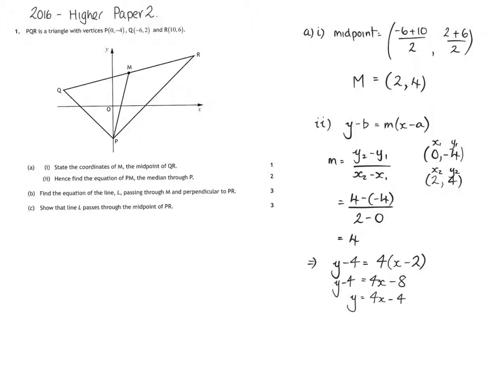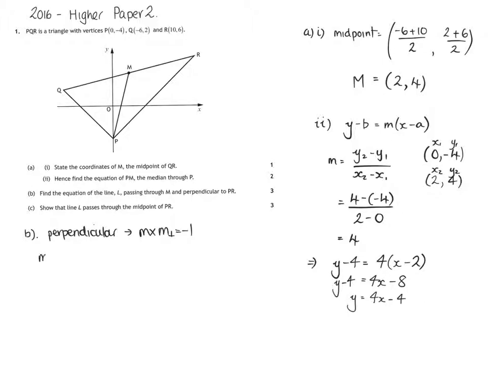Right, so part B is looking for the equation of the line L, which passes through M and is perpendicular to PR. Okay, so if they're perpendicular, it means that the gradients multiplied together give us minus 1. So if we look at that, we need to find the gradient of PR.